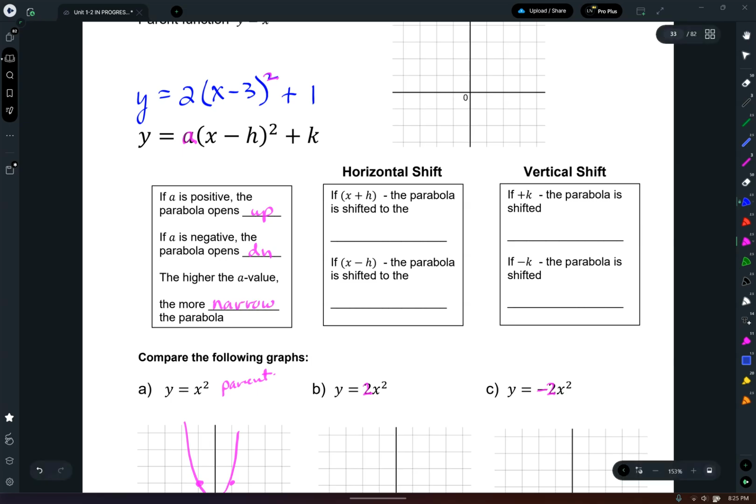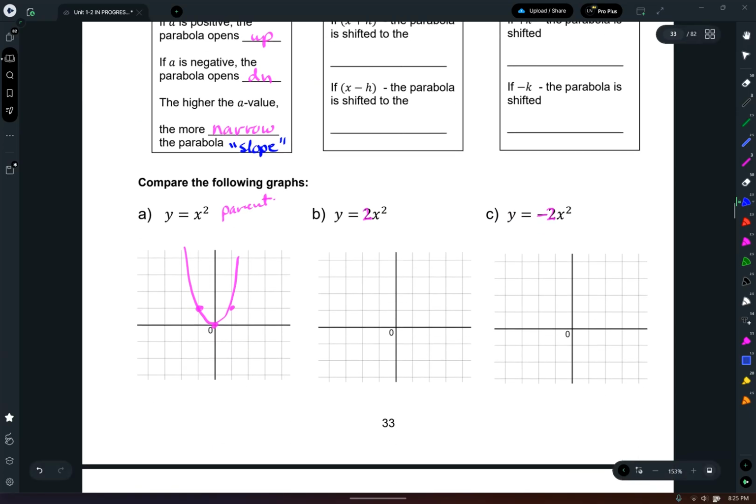But one thing that we tend to talk about is this concept of slope, and we always put it in air quotes because it's not really slope. Notice if there's a 1 in front, that's why we went up 1, over 1 on each side. The reason we put it in air quotes is because you can't keep doing that. If you kept going up 1, over 1, that's going to be a straight line, not a parabola. So the concept of slope only works for 1 unit away from the vertex.